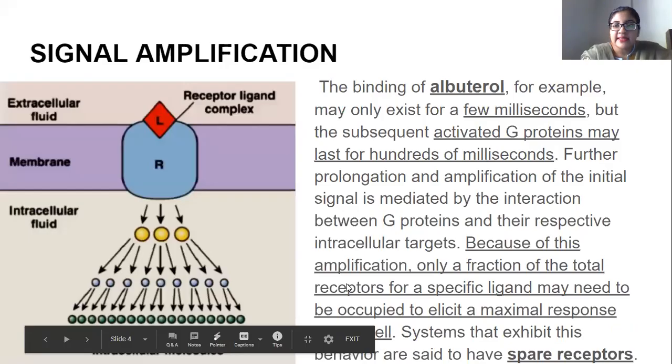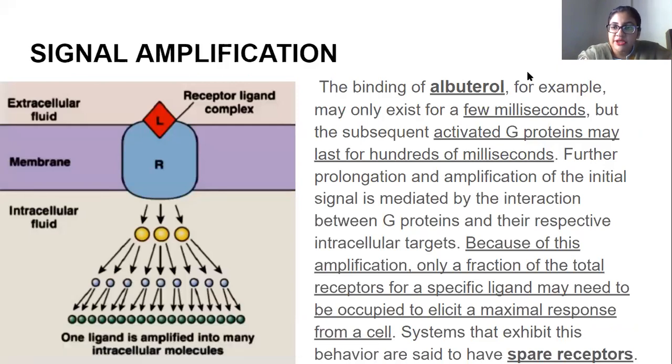Now, signal amplification. We have already talked about how exactly signal amplification happens. What happens in signal amplification? A ligand gets attached, and then an immense response is produced, a cascade of events is produced. Now, why exactly is this happening? Signal amplification could be done in one way: you take a medicine which initiates a number of events.